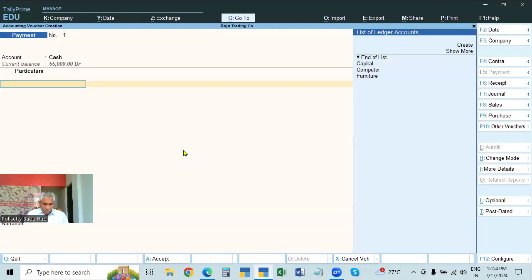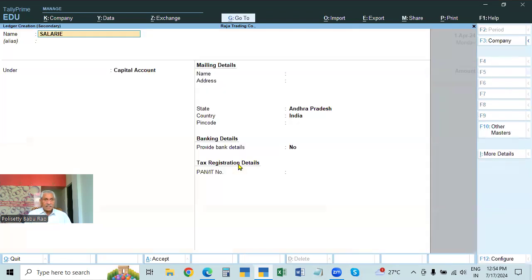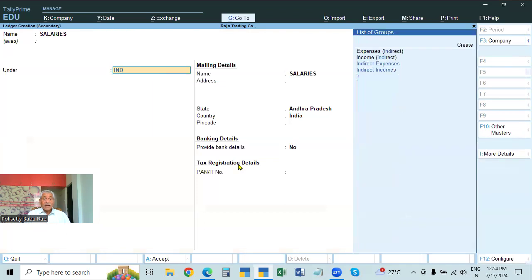So here, salary account is not there. We are paying salaries, and salaries come under expense for the company. It is indirect, not related to the company factory. So for indirect expense, you don't take the indirect in brackets.